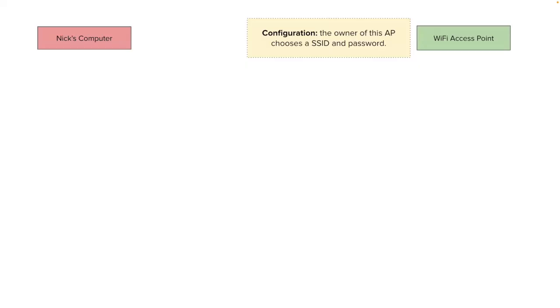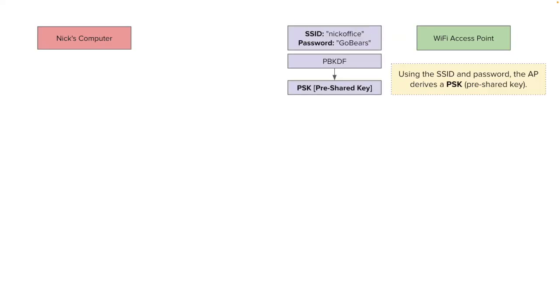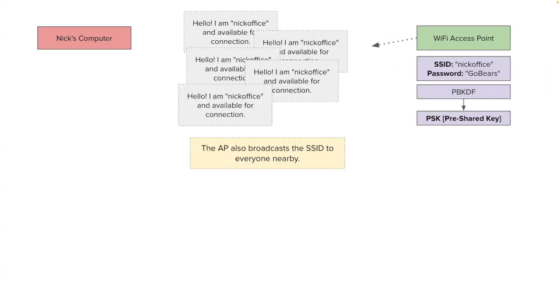Okay. So let's say now Nick wants to connect to the Wi-Fi access point. The configuration of this access point includes the SSID, which you can think of as just the name, and also the password, which you need when you actually connect to Wi-Fi. The access point then, based on this SSID and the password, derives a pre-shared secret. We're basically using this PBKDF to generate this pre-shared key. And then the access point also broadcasts this SSID to everyone nearby. So you can think of it as when you open your settings on your phone, you can see a list of Wi-Fi networks available at your current location.